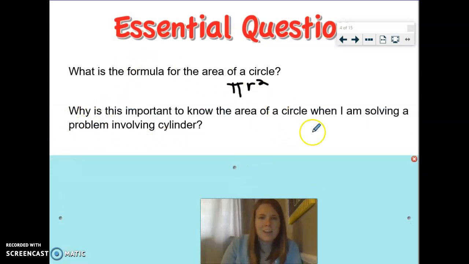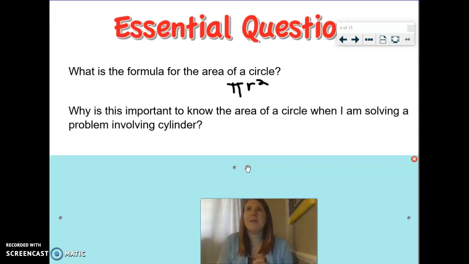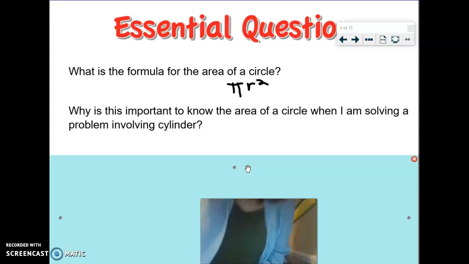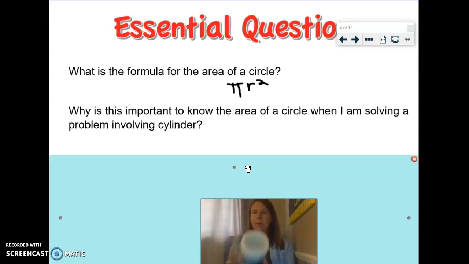Which is kind of why I just asked that. Why is it important to know your area of a circle when solving problems involving cylinders? Because what kind of bases do cylinders have? Cylinders have a circular base. So I actually have, in perfect fitting of distance learning, a box of Clorox wipes I'm looking at up here. So I'm going to grab those and show you those. But I mean, it's a cylinder. A box of Clorox wipes is a cylinder. My bases are circles, okay, as you can see.